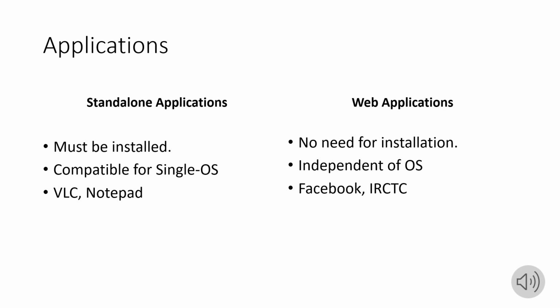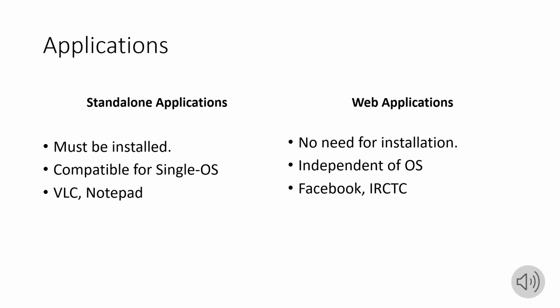On the other hand, web applications need not be installed. For example, Facebook website or maybe Gmail, IRCTC. There is no need to install these web applications. Then, standalone applications must be compatible with the operating system. A standalone application is compatible with a single operating system, while web applications are independent of the operating system.